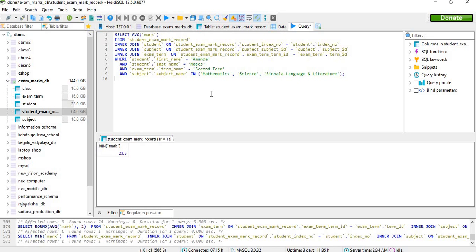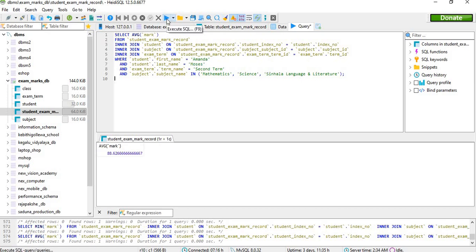query statement to find the average mark of the student where the first name is Amanda, last name is Moses, and the term name is second term, and the subjects we need to find is mathematics, science, and Sinhala language and literature. We need to find the average mark of these three subjects. So here I have inner join the student table, subject table, exam term table, because I have mentioned in the conditions the data which belong to those tables. So here we will execute the query statement and see the result.